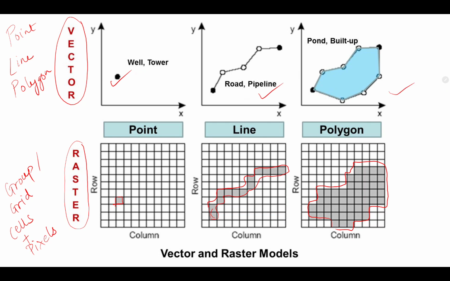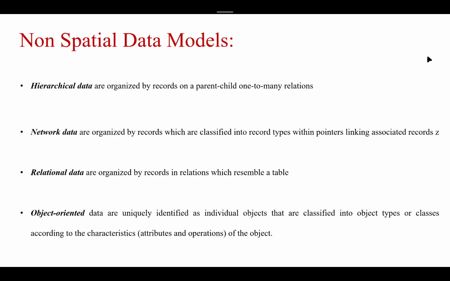A point can be a well, it can be a tower, it can be a temple, it can be a hospital. My roads and pipelines will be line data, and polygon data can be lakes, it can be agricultural areas, it can be states, it can be districts, it can be boundary of a country. All of that is also coming under vector and polygon.